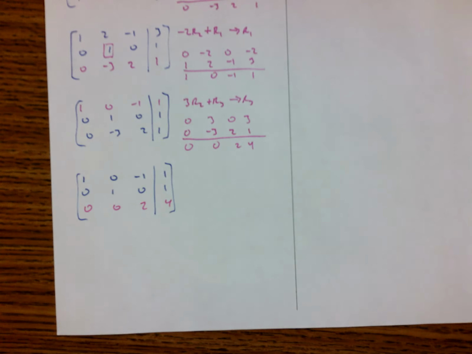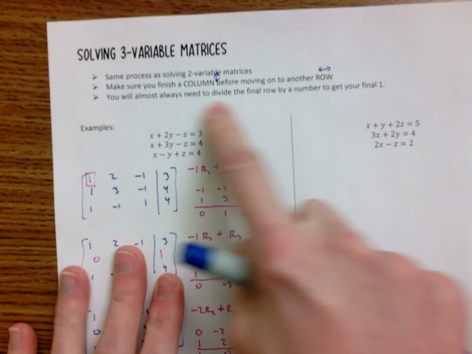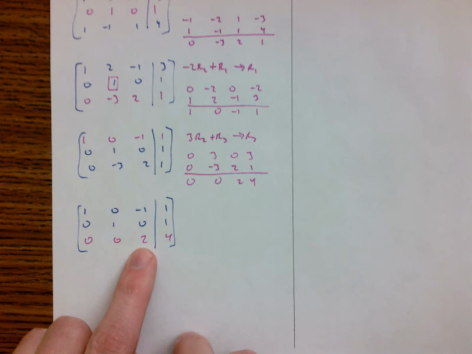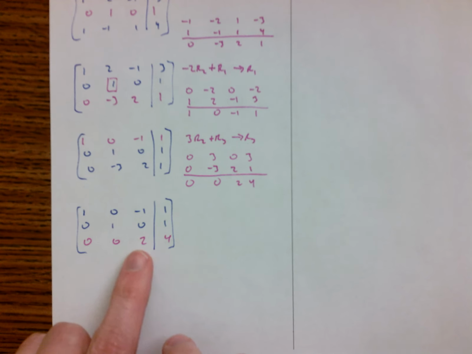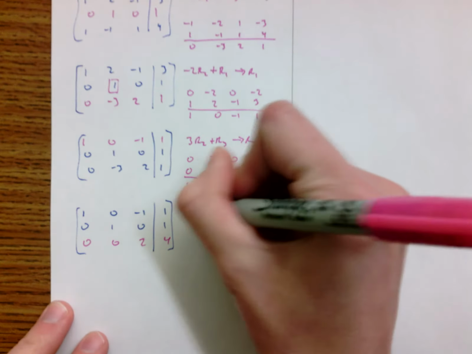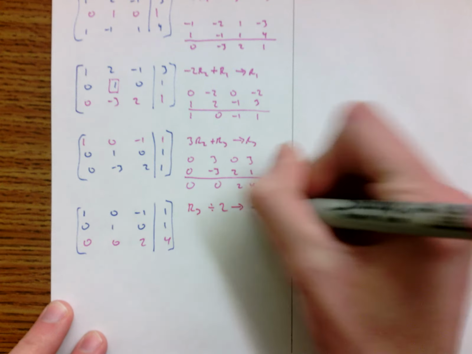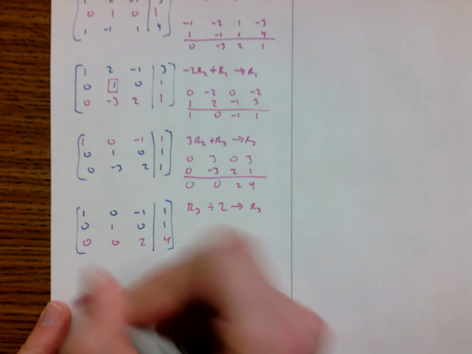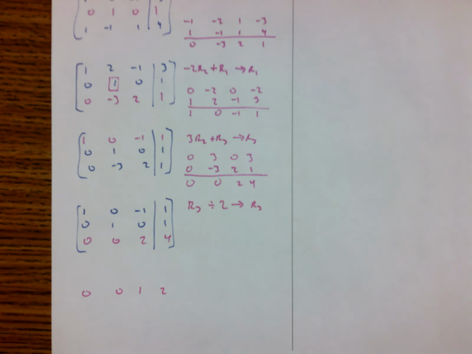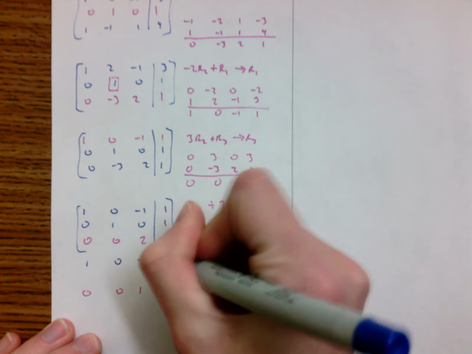Okay, so now this is the part, right? This is the note that I set up top. You're almost always going to need to divide the final row by a number to get your final one. So we are now at a point where we have 2 columns completely done, and we're down to our last column. So your step, when you get here, is you're going to divide this row by a number to make that into a 1. So this guy's a 2. So I'm going to take row 3 and divide the whole row by 2 and put it back into row 3. Because that's going to get me the 001 that I needed. Right, and then my other 2 rows didn't change.